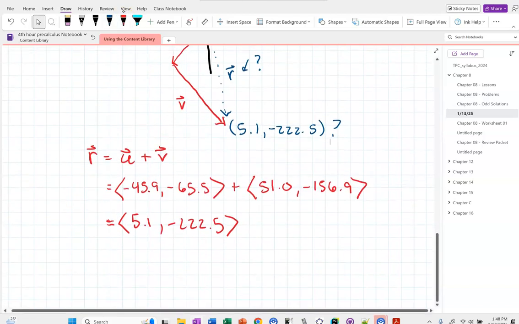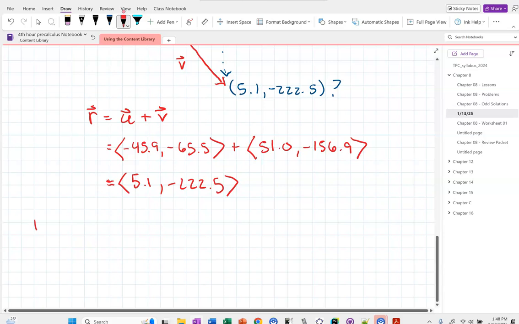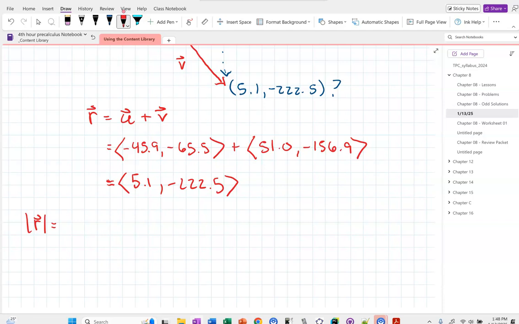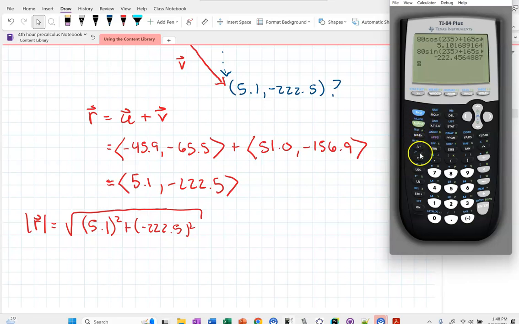Now that I have R, to find how far the boat is from port, I just need to find the magnitude of R. To find the magnitude of a component form vector, it's just going to be the square root of the x component squared plus the y component squared. So again, I'll just bust out my calculator here to do that.